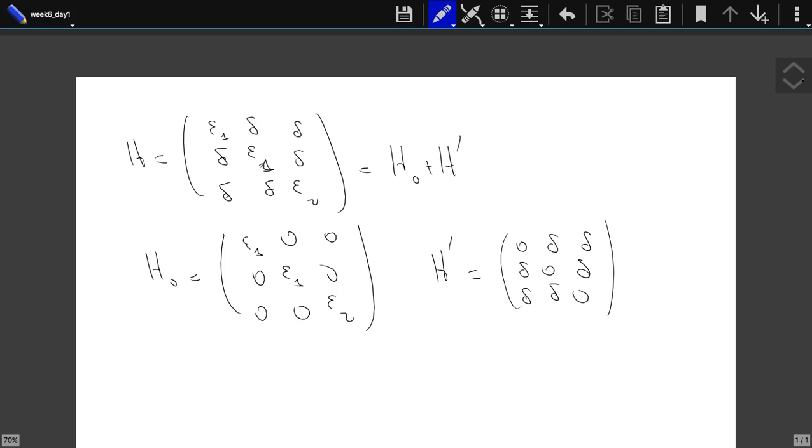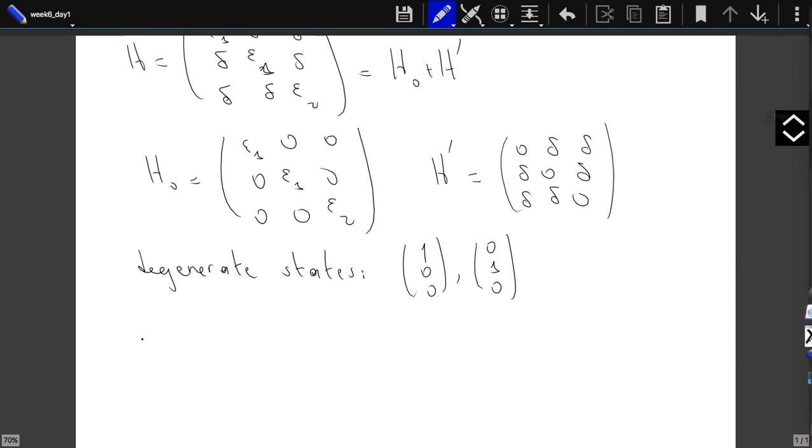Now, there is a degeneracy over here, but the degenerate states are the first and the second states. These are the 1, 0, 0 state and the 0, 1, 0 state. These are the degenerate states. So if you just restrict your H prime to this 2 by 2 subspace, your H prime is just 0, delta, delta, 0. So this is what you need to diagonalize first.